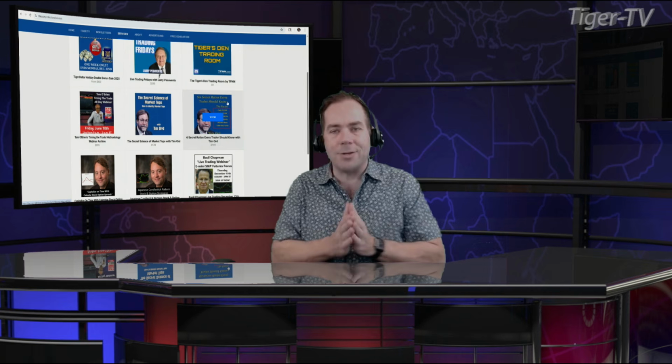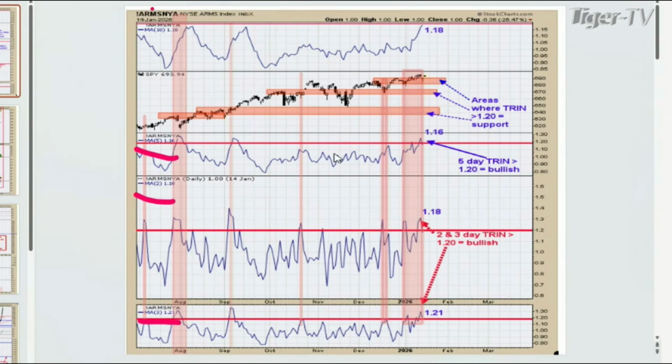Tim Ord, good afternoon. Good afternoon. Actually, the markets really look good here, even though we're just inching up. It feels a little bit scary. But the first chart I got here is the ARMS index. The bottom window is the 3-day average of the trend or ARMS index. Next window up is the 2-day average. Next window up is the 5-day average. And the top window is the 10-day average.